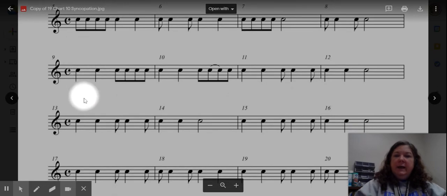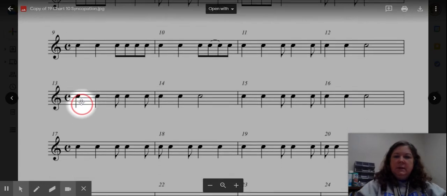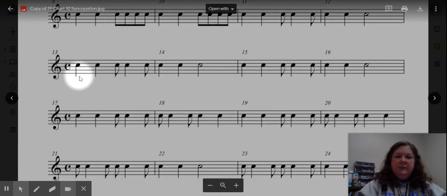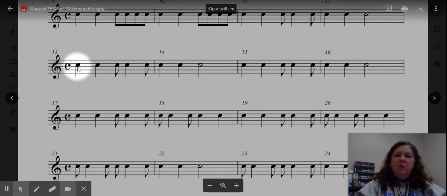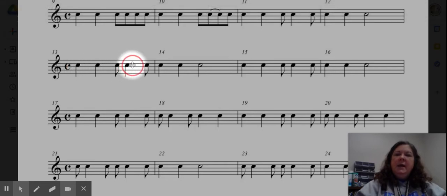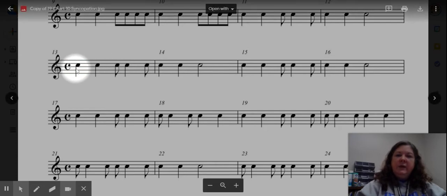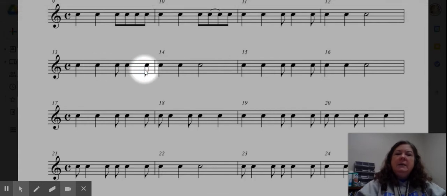Let's look at line number 13. Okay, so in measure 13, we have first 2 beats are just quarter notes, no big deal right there. And on count 3, now we have that syncopated rhythm. So 1, 2, 3, te, te. So this right here is the te of count 4. I'll do that again. 1, 2, 3, te, te.